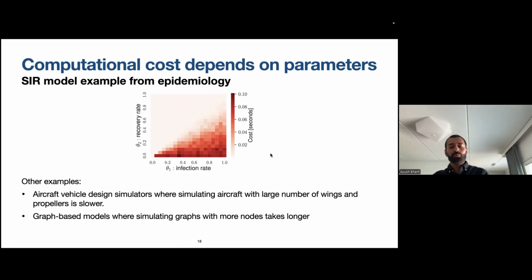So all of this is to basically convince you that there are many simulators in different fields where this property applies, which is that the cost of sampling or cost of running the simulator is not the same no matter where in theta you run the simulator.